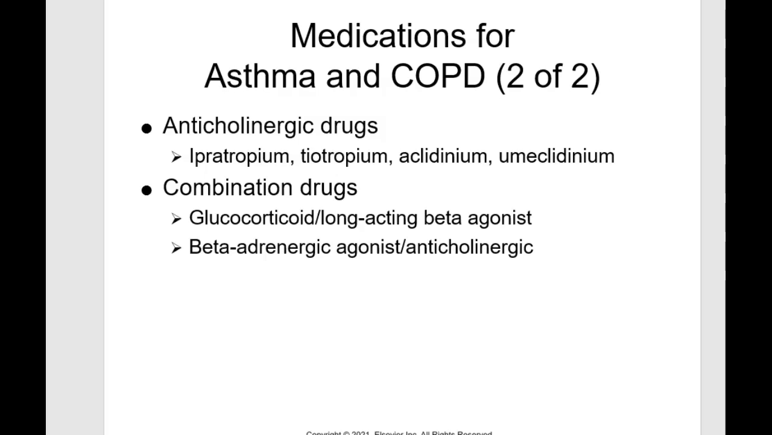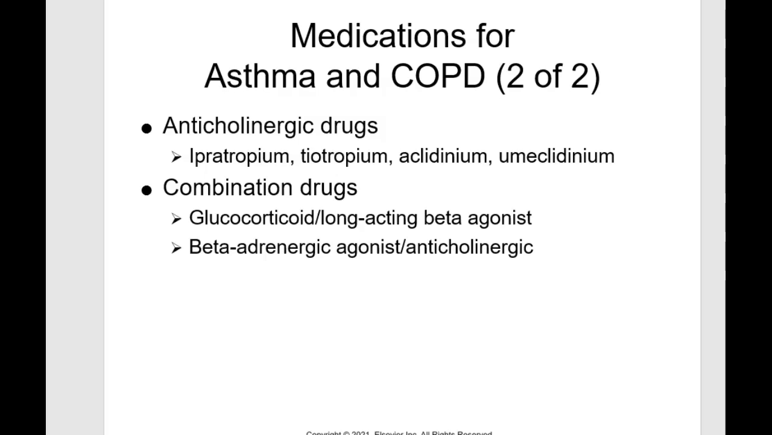Umeclidinium is Incruse Ellipta. I hear that a lot. I hardly call it umeclidinium, which I should, but I don't. We call it the Incruse Ellipta. It's the newest and latest and greatest long-acting muscarinic antagonist, and it's indicated for bronchospasm associated with COPD.